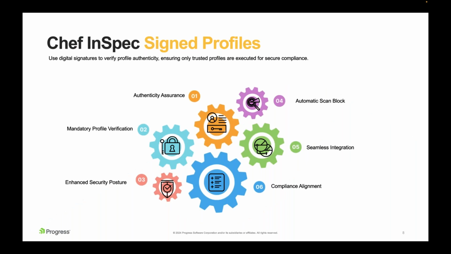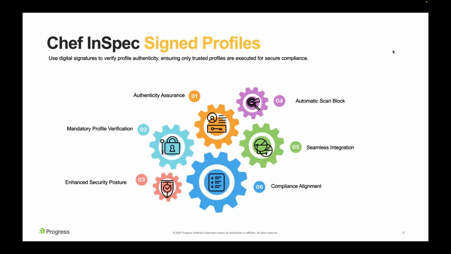So that was the introduction of these two features. But deep diving into the first one, that is Sign Profile. Sign Profiles, by Chef InSpec, is a powerful feature, like I already told you. But what makes it powerful is the digital signature that is used to verify profile authenticity, ensuring only trusted and unaltered profiles are executed during compliance checks. And this eliminates the risk of running tampered or unauthorized profiles, providing an essential layer of security for organizations.